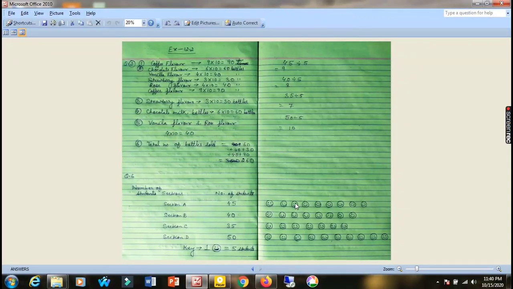So students, in this way you have to solve exercise 12.2. I have solved question number 2 as well as question number 6. In the same way you have to solve the other questions in your copy, not in your book. Only the fill in the blanks you can solve in your book.